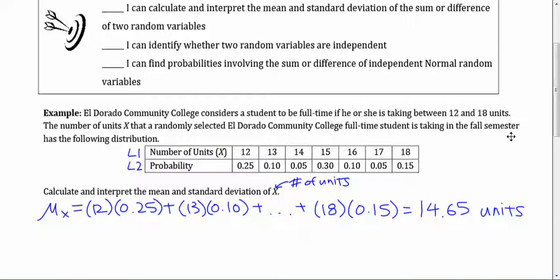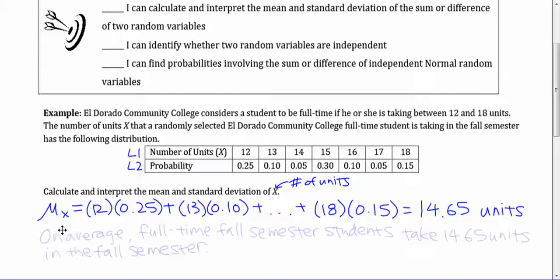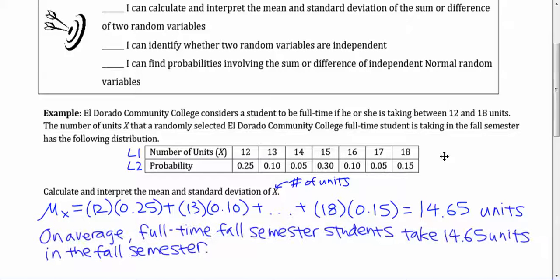Don't forget your context. This is going to be units. Now, the part that a lot of people forget is the interpretation part. So if you said something like, on average, full-time fall semester students take 14.65 units in the fall semester, something like that, that would be correct.